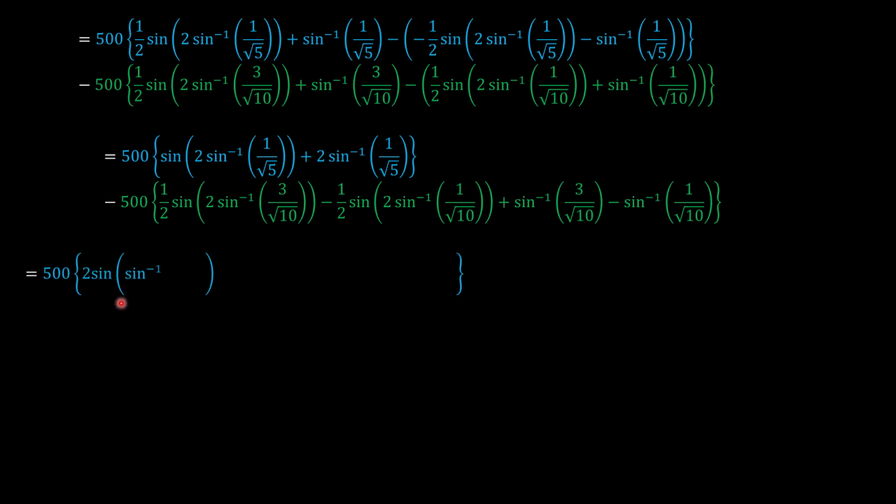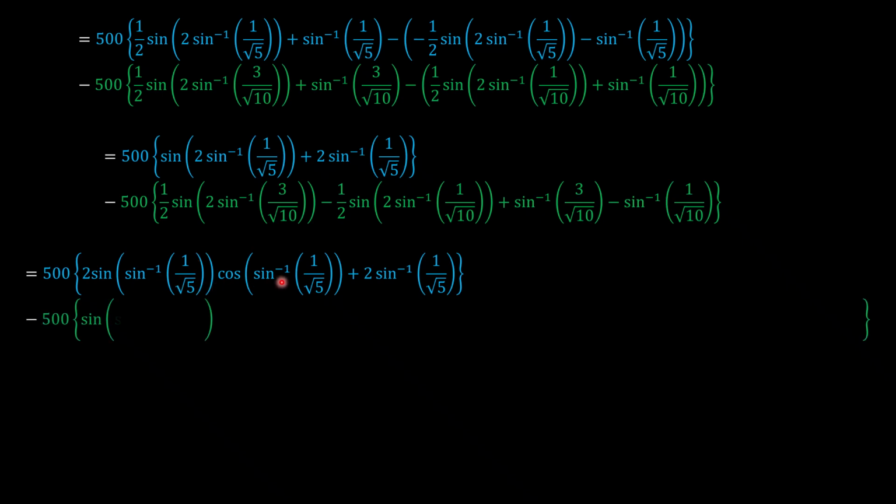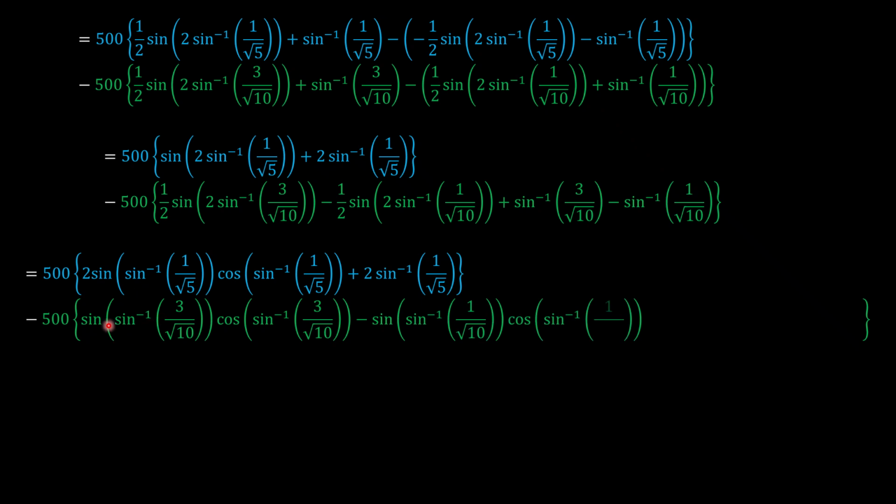So we have 500, and then we can use sine 2x is the same as 2 sine x cosine x. So that's what we're doing here. We have twice sine of arc sine 1 over root 5 cosine arc sine 1 over root 5 plus 2 arc sine of 1 over root 5. Same thing we may be able to do here. Half times 2, so that cancels out. That's why we have a 1 here. We have sine arc sine 3 over root 10 cosine arc sine 3 over root 10 minus sine arc sine 1 over root 10 cosine arc sine 1 over root 10, and then arc sine 3 over root 10 minus arc sine 1 over root 10.